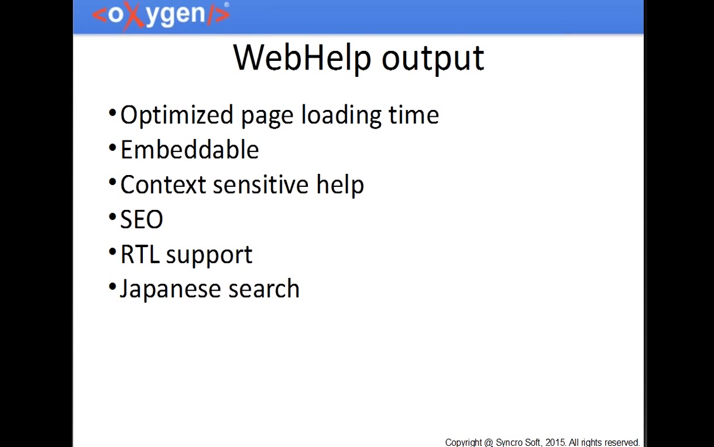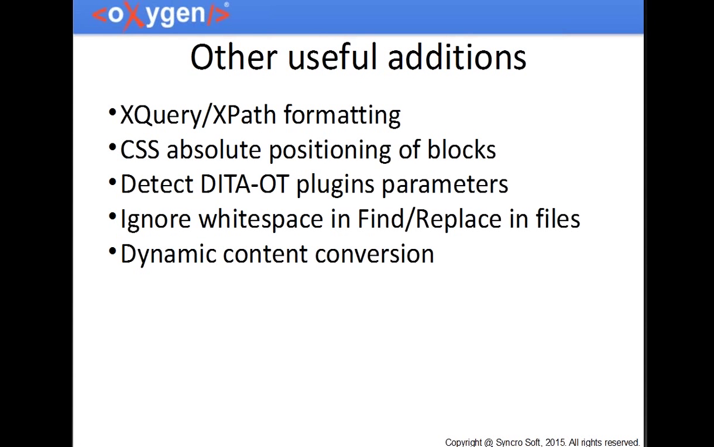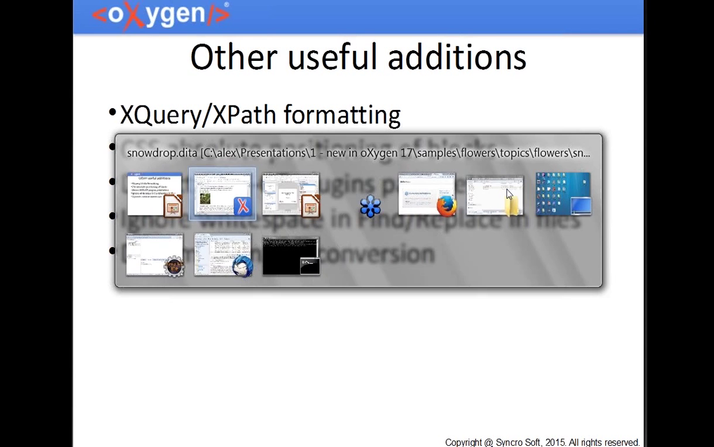Some other useful additions, maybe a bit smaller but just as fun for us. We now have formatting support for XQuery and XPath, so kind of a pretty print concept in oXygen. There's CSS absolute positioning of blocks. What that means, it's better to show you with a small example.